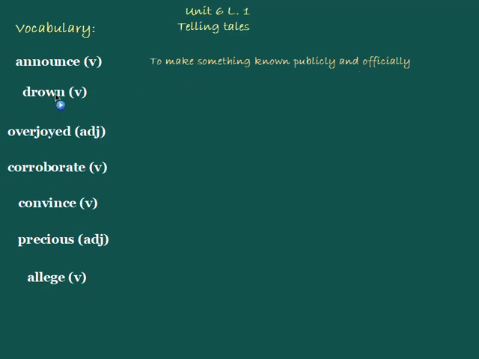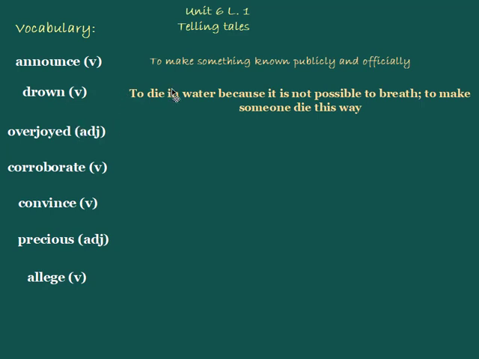Number 2, we have this verb, drown. Drown means to die in water because it's not possible to breathe, or to make someone die this way. So here we can say that drown means to die in water.